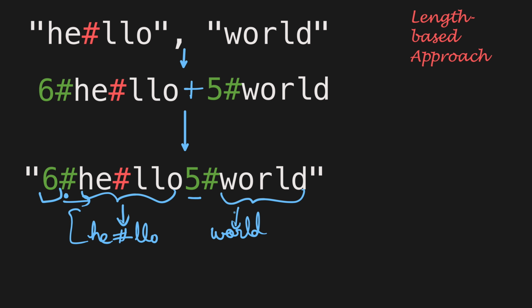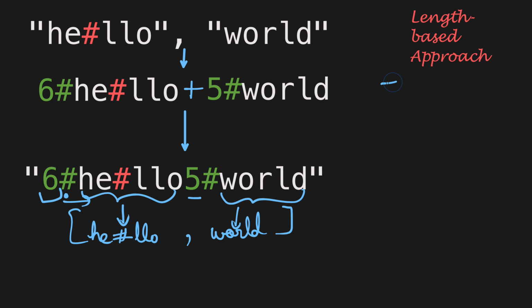And now, since we are done with all the encoded characters in the string, we have successfully decoded the string back to the original list containing the strings "hello with hash" and "world". So this way, we don't care if there is a hash or the delimiter inside the string itself.